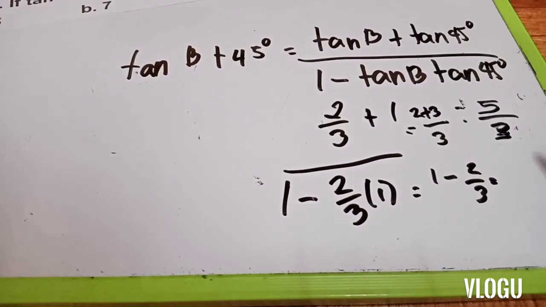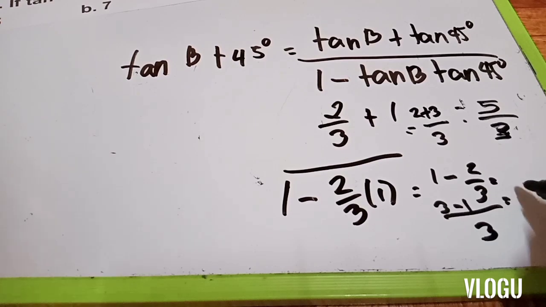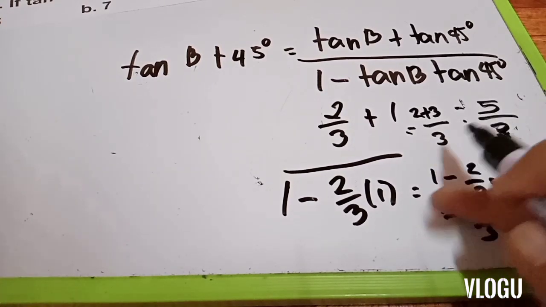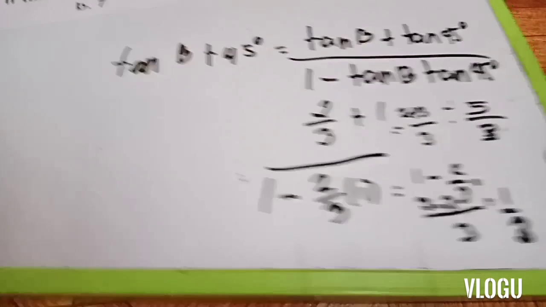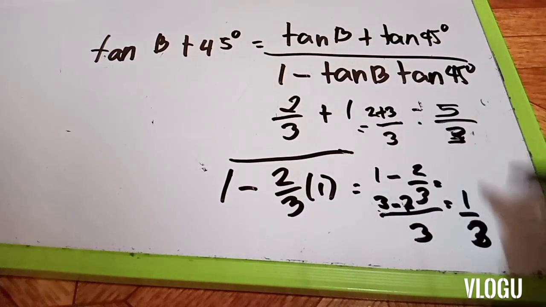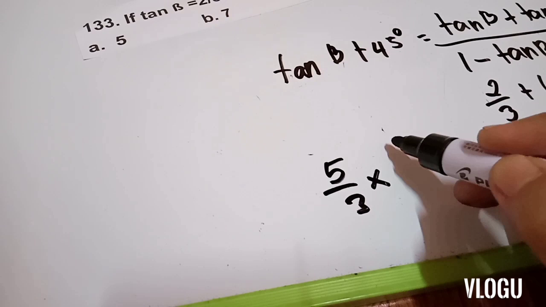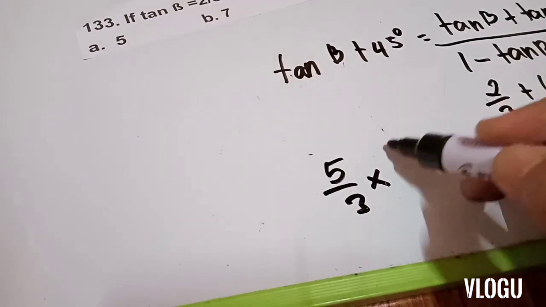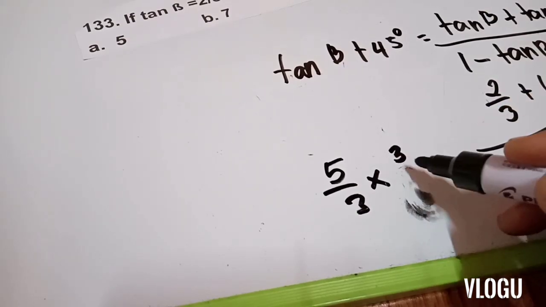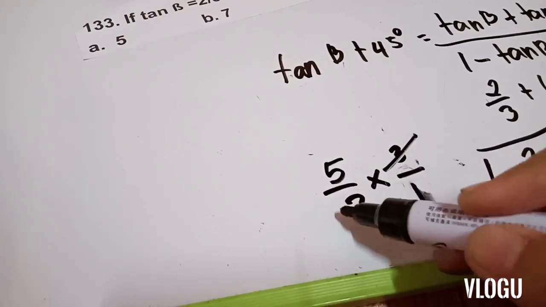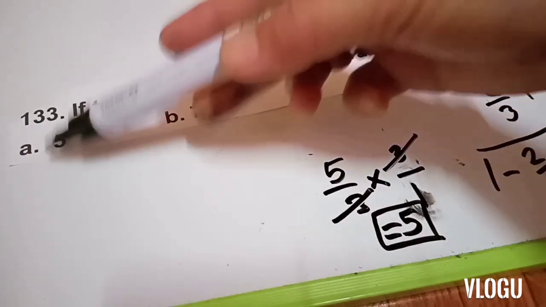And for the bottom, we have 3 divided by 1 is 3. 3 divided by 3 will be 1. The answer is, we have 3 minus 2, which will be 1/3. So, automatically, we have 5 over 3 in the above, and then 1/3. So, if we multiply this one, 5 over 3 times 3 over 1, and then the answer is 5. So the answer is letter A. Take note.